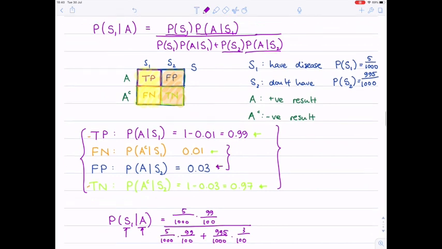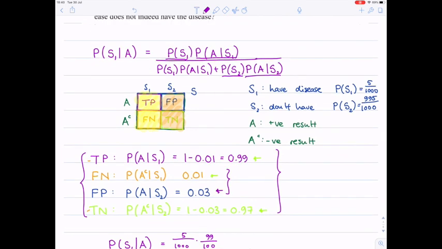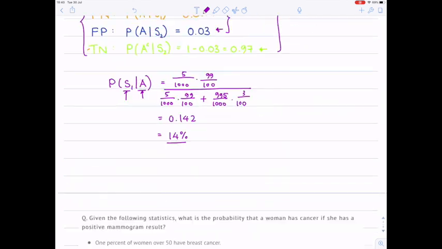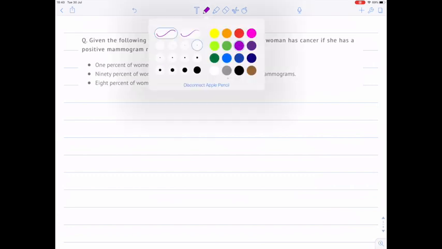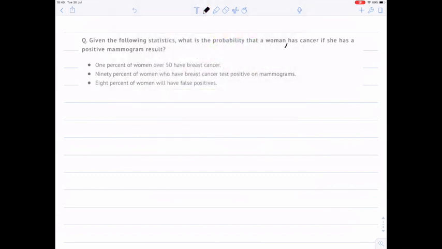It took us quite a while to get this all set up, and it's a good idea to practice doing these sorts of problems. So here's another example to work through. Given the following statistics, what is the probability that a woman has breast cancer if she has a positive mammogram result? I'm just going to add in one little thing here, that the woman is over 50. So what you need to do is draw your little sketch, figure out how you're partitioning the space, and see if you can work out the answer. When you've done that, come back and check that you got the right answer.